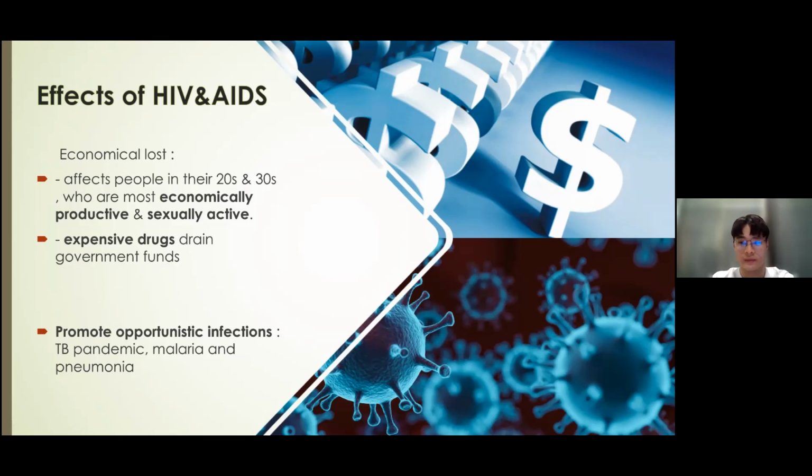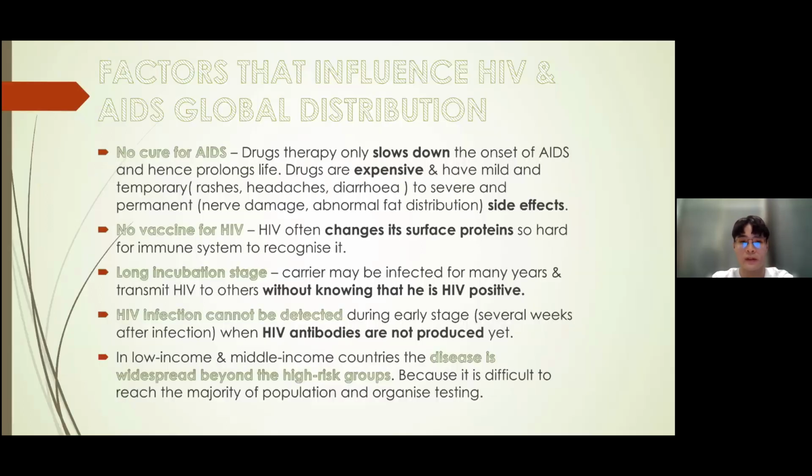Next slide, please. Factors that influence HIV and AIDS global distribution. The first is that there's no cure for AIDS. Drug therapies only slow down the onset of AIDS and hence prolong life. Drugs are expensive and may have side effects for the consumer, from mild and temporary to severe and permanent. Other than that, there's no vaccine for HIV.